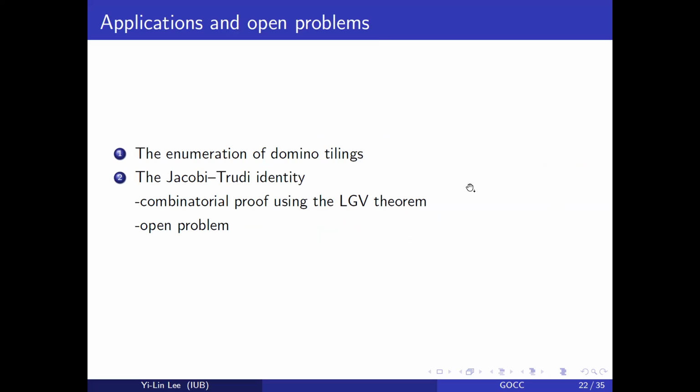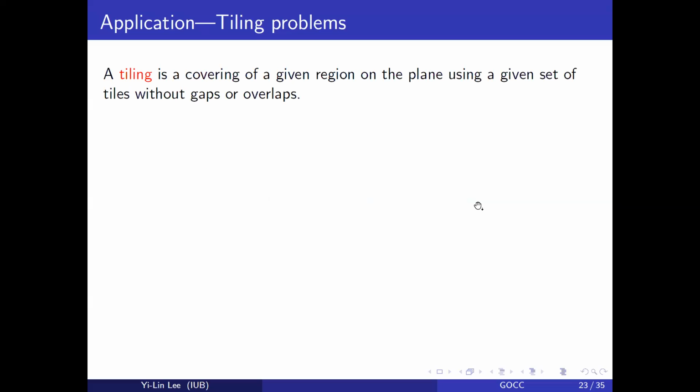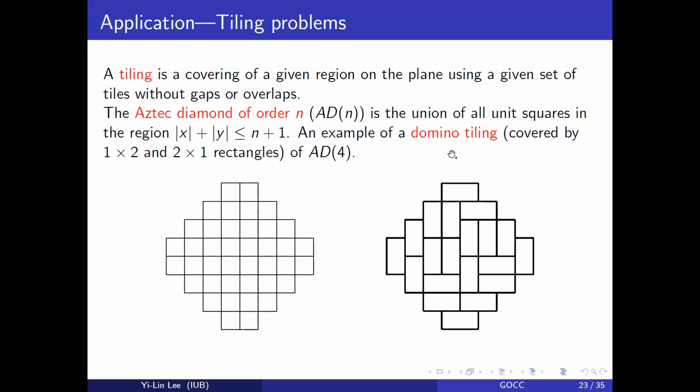So first, I would like to talk about the enumeration of tilings. So let me briefly give you an overview of what the tiling enumeration problem is. A tiling is a covering of a region on a plane using a given set of tiles without gaps or overlaps. In particular, in this talk, we will focus on the region called the Arctic diamond. It's the union of all unit squares in the region bounded by this inequality. And this picture is the case when n equals 4.